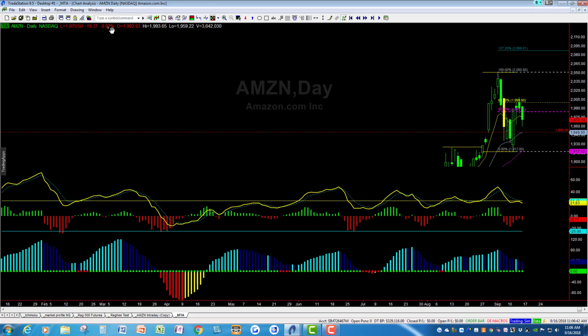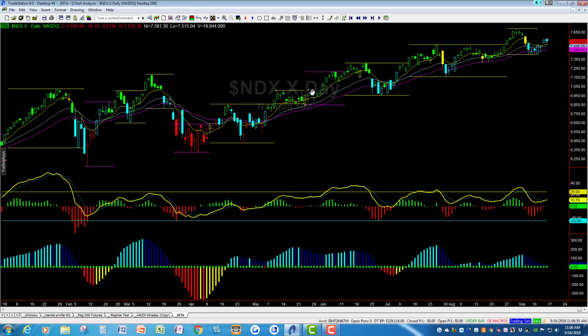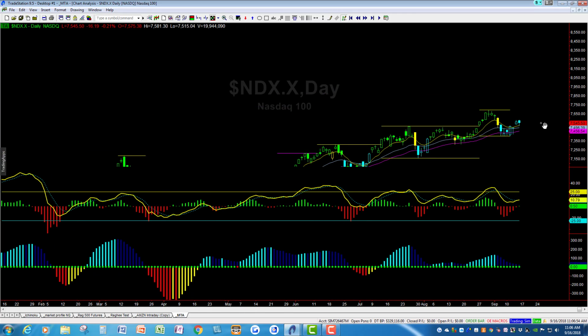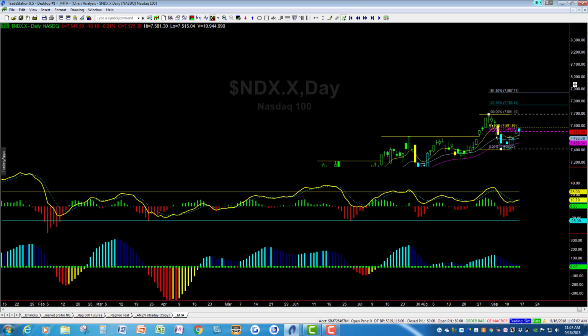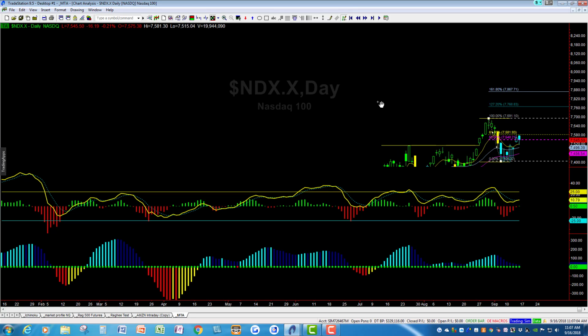If we take a look at the broader market, Amazon makes up over 10% of the NASDAQ, and here's the NASDAQ cash session. Again, if we take our fibs and look at this fib, you can see we're right at that 618 retracement level. We're at a make or break point, and it's definitely showing a little bit of resistance.